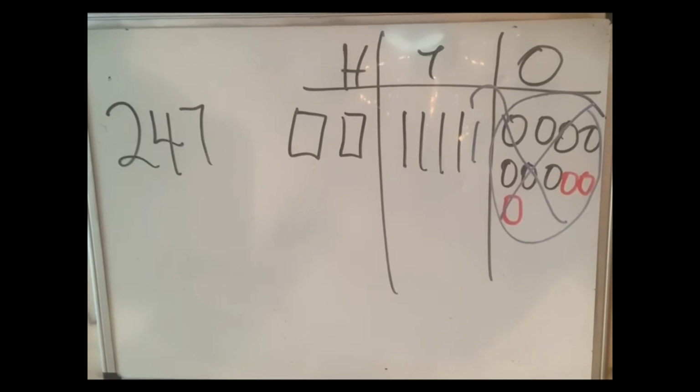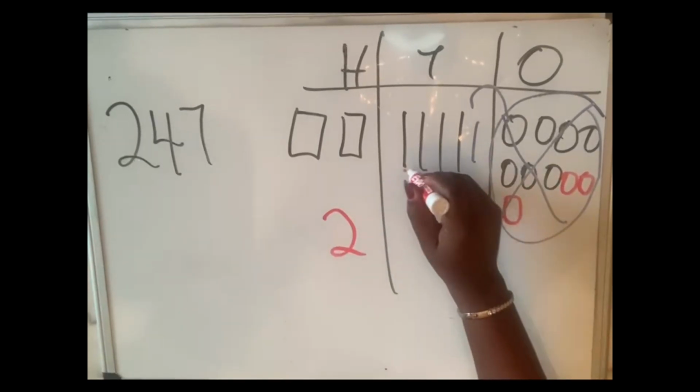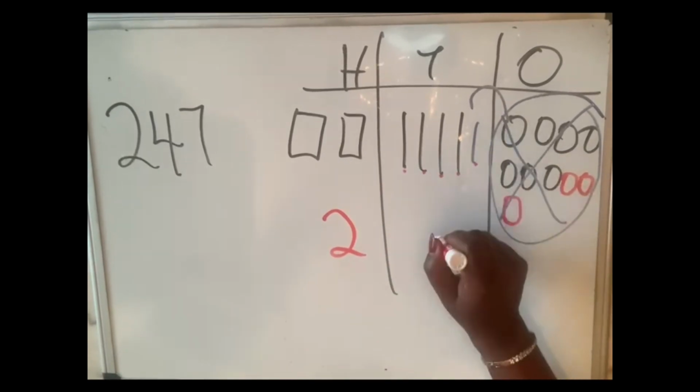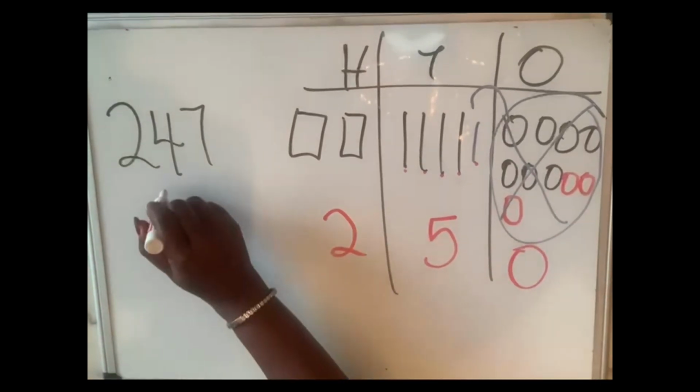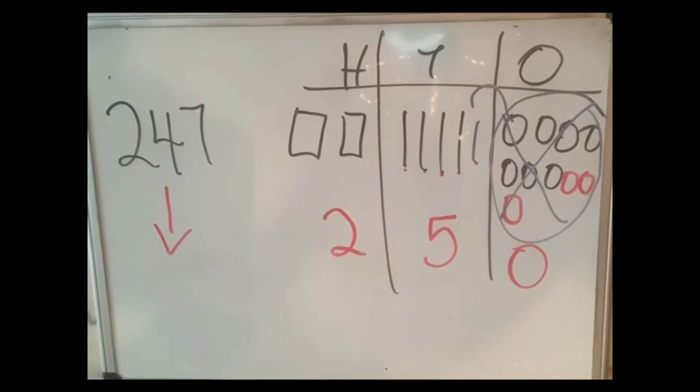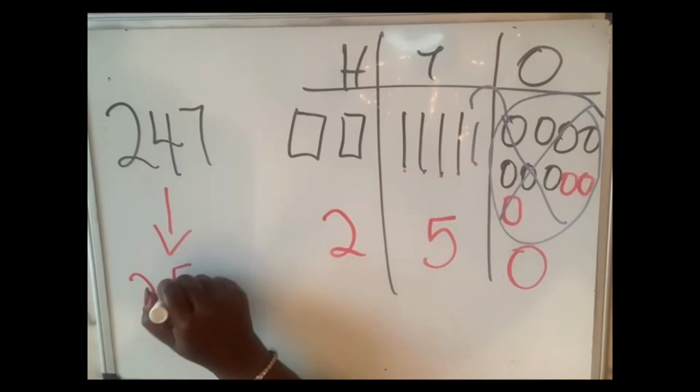My new number is 200, 1 ten, 2 tens, 3 tens, 4 tens, 5 tens, and 0 ones. And so the next multiple of 10 after 247 is 250.